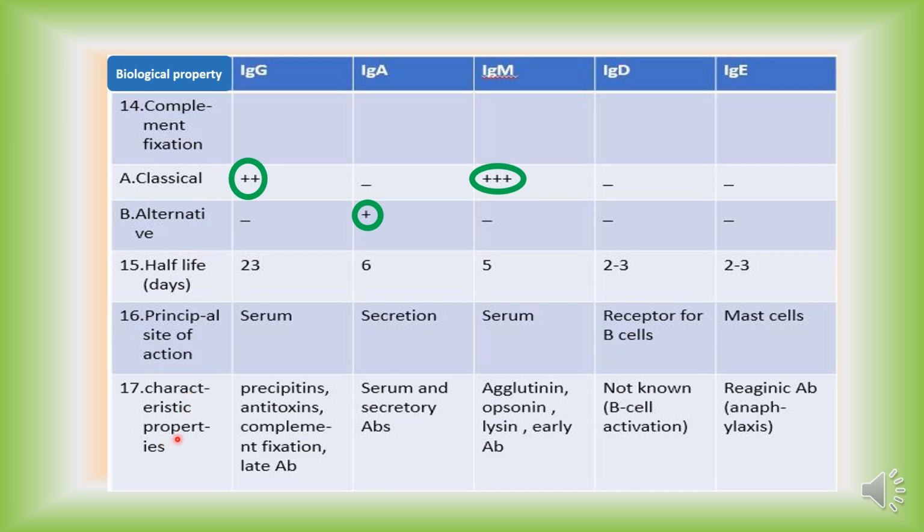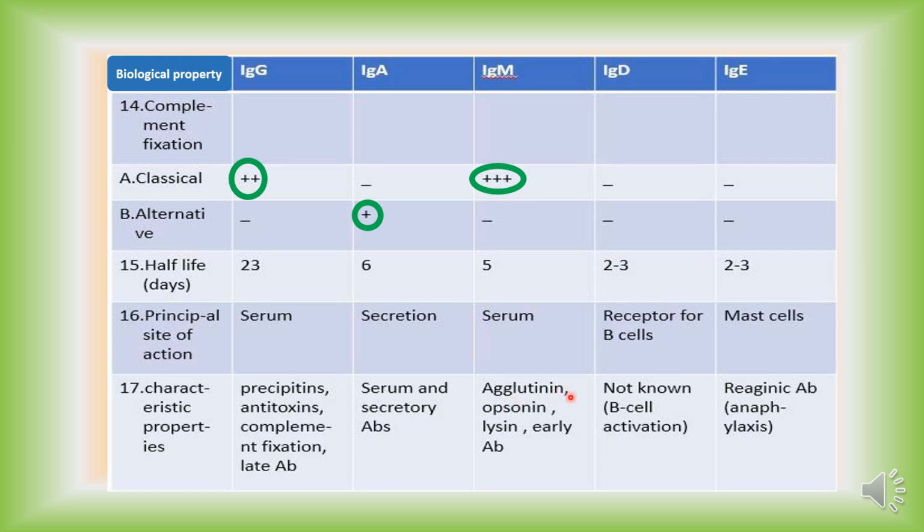The various characteristic properties exhibited by immunoglobulins are present in this column. Immunoglobulin G exhibits precipitation and complement fixation. It is a late antibody as it appears in the serum much later. Immunoglobulin A is found as a secretion, and it's also seen in serum.